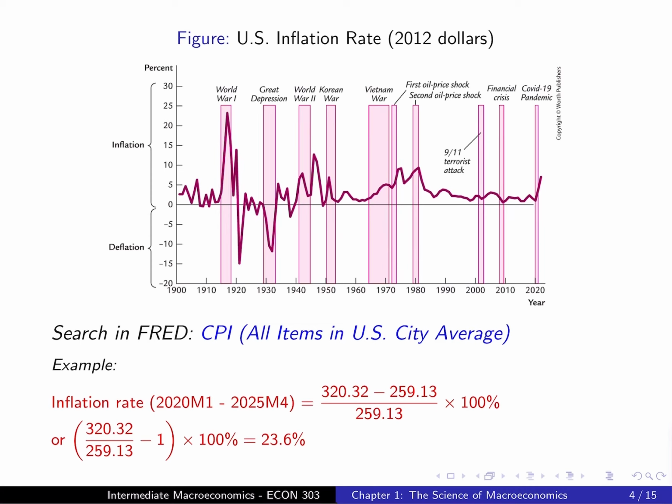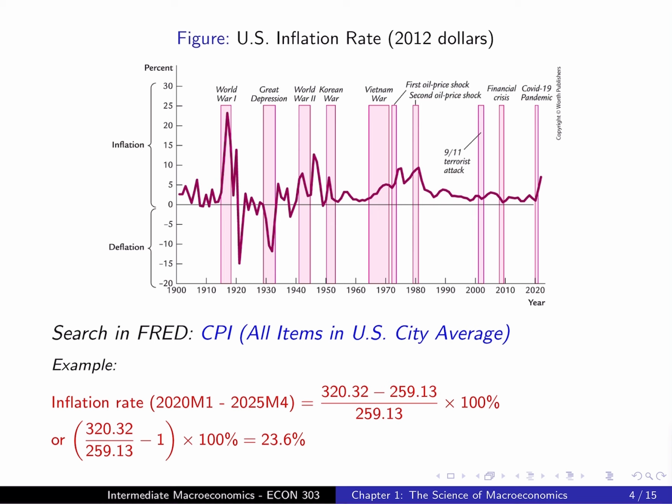Inflation measures the percentage change in the general price level of goods and services over time. This graph shows the U.S. inflation rate based on the Consumer Price Index, CPI, adjusted to 2012 dollars. You can find this data on FRED by searching CPI, all items, and U.S. city average. For example, calculating the inflation rate from January 2020 to April 2025.